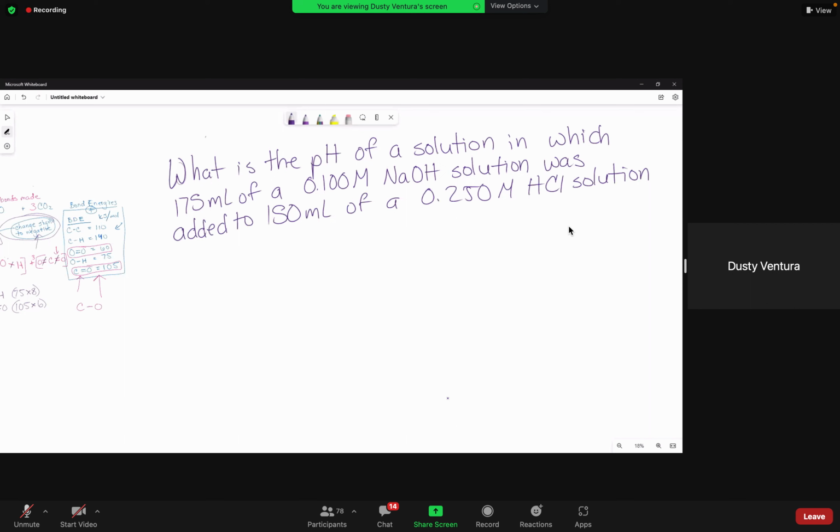So what's the pH of the solution? We're looking for pH, in which 175 mL of a 0.1 molar sodium hydroxide solution was added to 150 mL of HCl. Okay, so we're going to create a balanced chemical equation so that we know the molar ratio between the acid and the base.